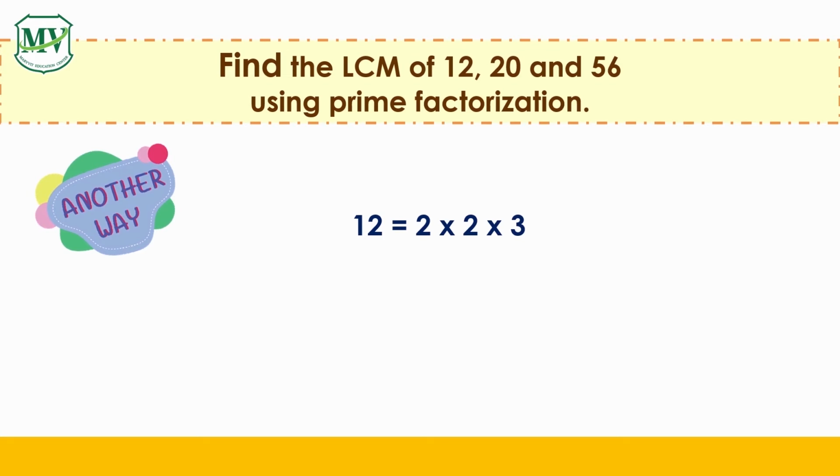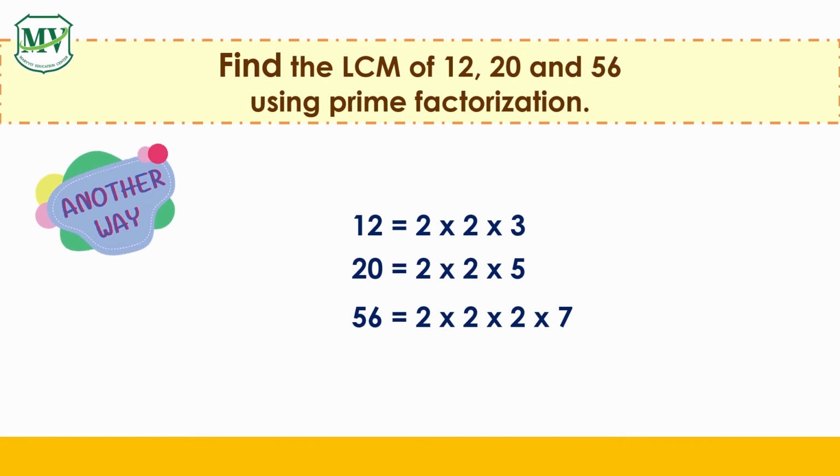What are the prime factors of 20? That's fast! The prime factors of 20 are 2 times 2 times 5. What are the prime factors of 56? Brilliant! The prime factors of 56 are 2 times 2 times 2 times 7.